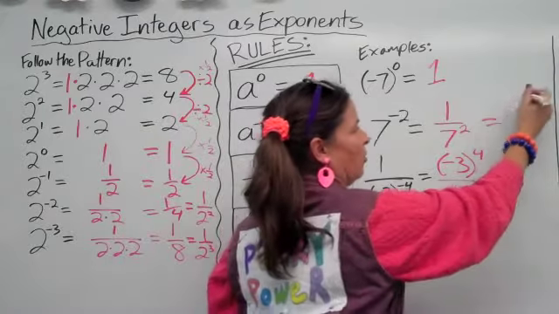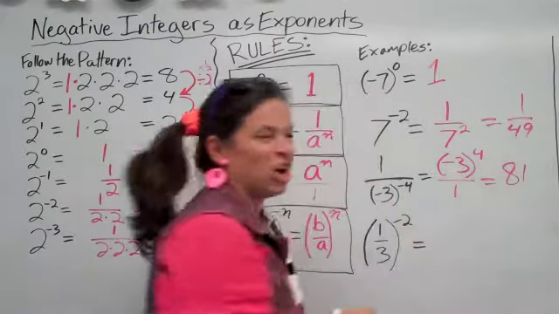Ooh, what is this one? 1 over 49. Sorry, went a little backwards.